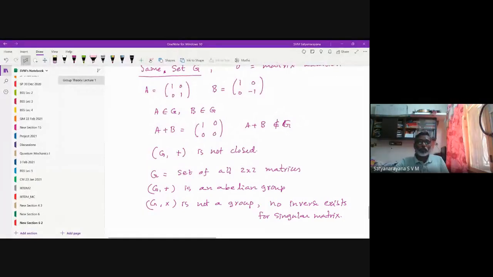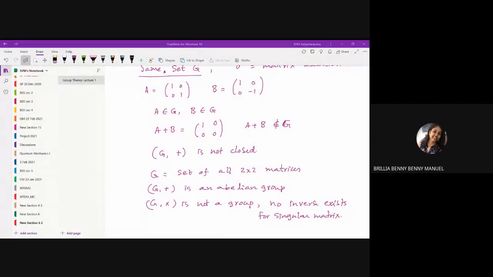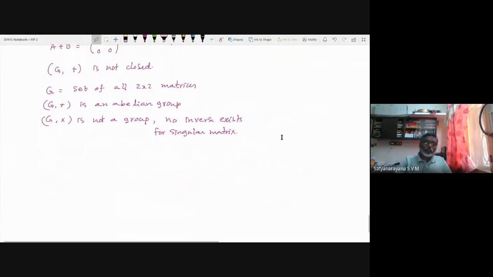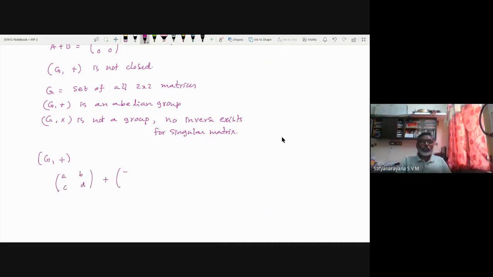For the G plus group, does an inverse exist? For the set of all 2 by 2 matrices, the singular matrix is also there, right? But what is the inverse for G plus? This is matrix addition, right? So if you have A, B, C, D, you add minus A, minus B, minus C, minus D. That will give you 0, 0, 0, 0. This is the additive identity group.